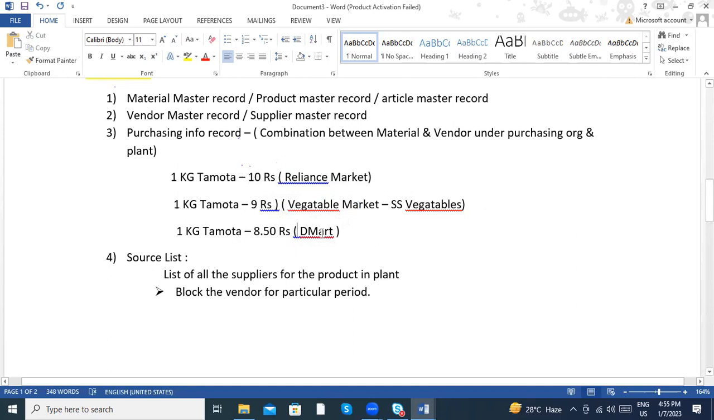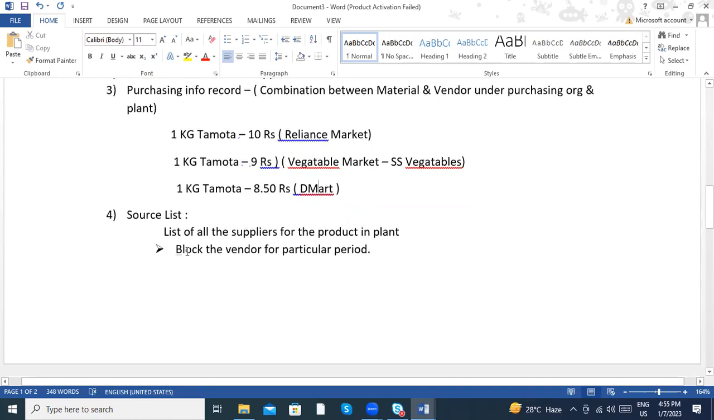So if it is not there in DMart, then I will go to Reliance Mart. If you want to block the vendor, let's suppose it's not a high demand season, not a regular season, so I can get this product easily for the entire month and the tomatoes are easily available. At that time, we can block Reliance or the other market and go with this regular vendor.